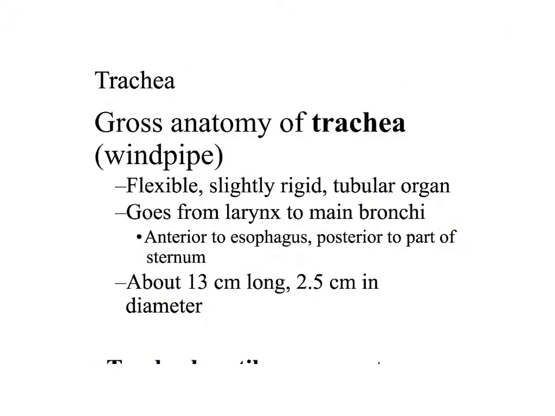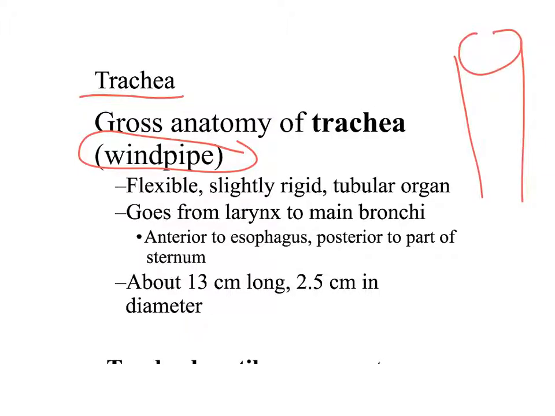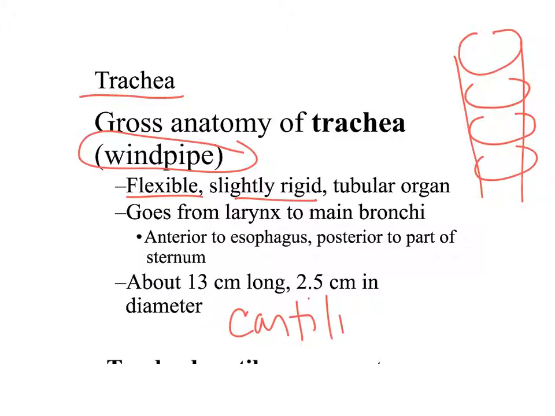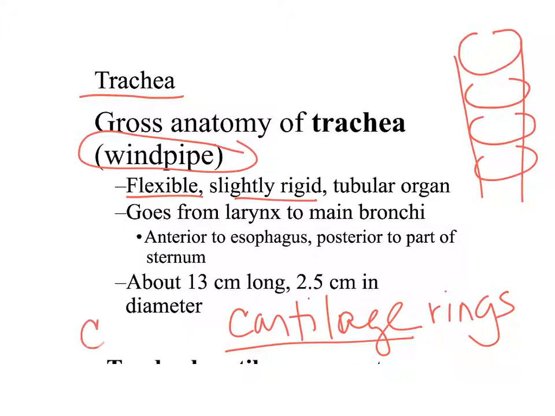All right, so the trachea. Let's get to the trachea. The trachea is the windpipe. It's the tube that's going to take the air down to your lungs. It's flexible, but it's slightly rigid. One of the reasons it's slightly rigid is because it has cartilage rings. And the cartilage rings are C-shaped.